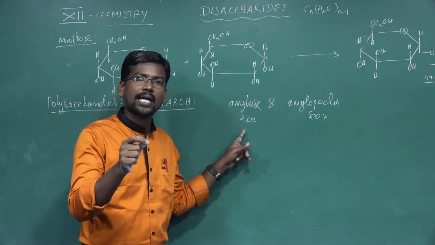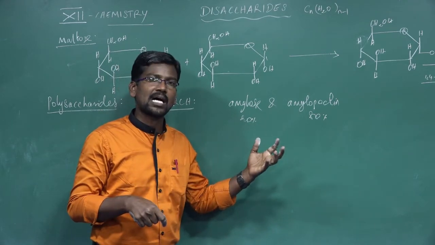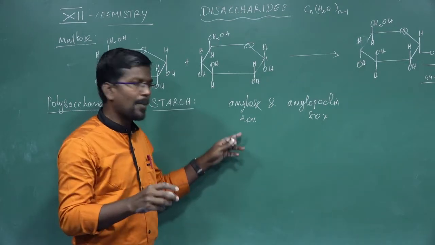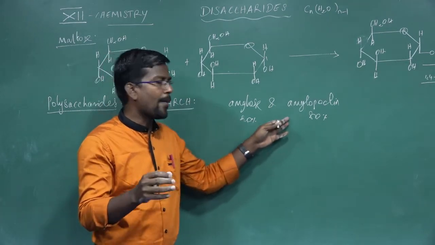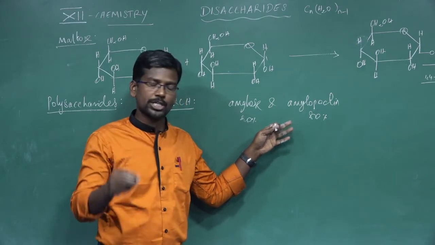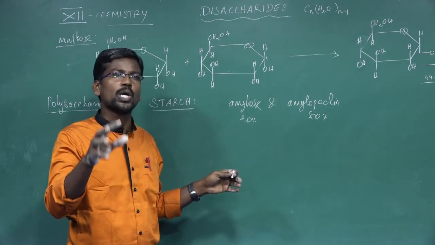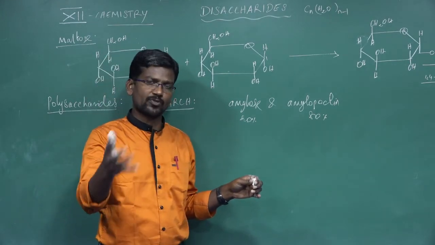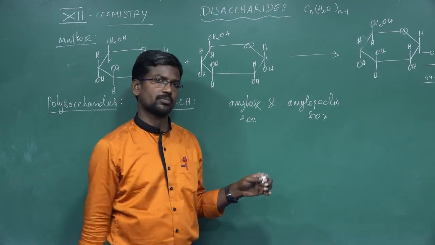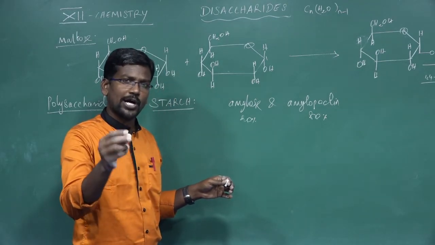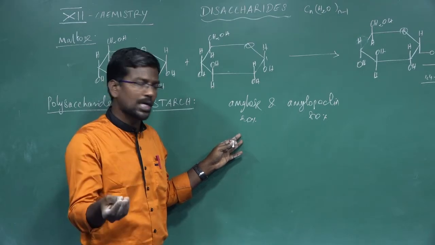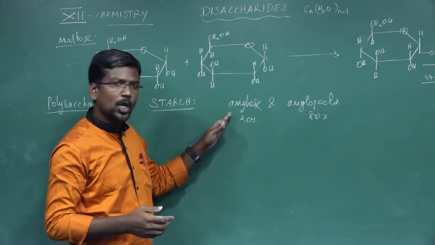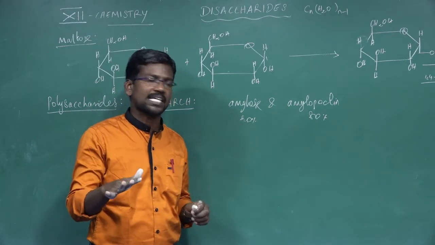Amylose is a water soluble substance. Amylopectin is a water insoluble substance. In the presence of a small drop of iodine, amylose gives a blue color and amylopectin gives a violet color. This is an important characteristic test to distinguish polysaccharides from monosaccharides. Amylose is a linear chain polysaccharide.